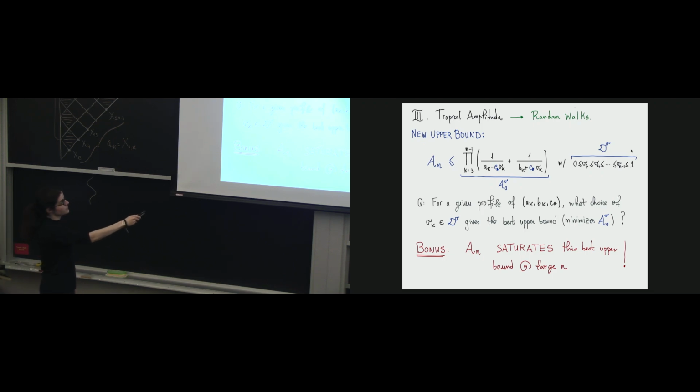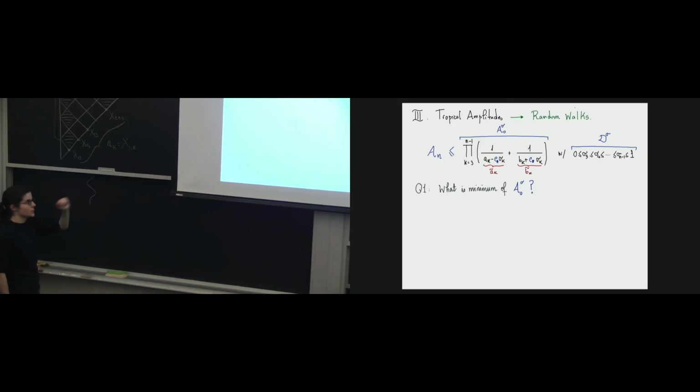Now this upper bound is a function of sigma itself, and for any value of sigma that lives inside this domain, it is a valid upper bound. So the thing we want to do is, given some kinematics that define some profile of AK, BK, and C star, we want to ask what's the choice of these sigma k's that gives the best possible upper bound, or in other words, that minimizes this A naught of sigma. And the bonus that we'll see is that it turns out that the amplitude saturates this best possible upper bound at large n. Okay, so I will not prove this now. This is all proven by the dual theory that I'll describe at the end.